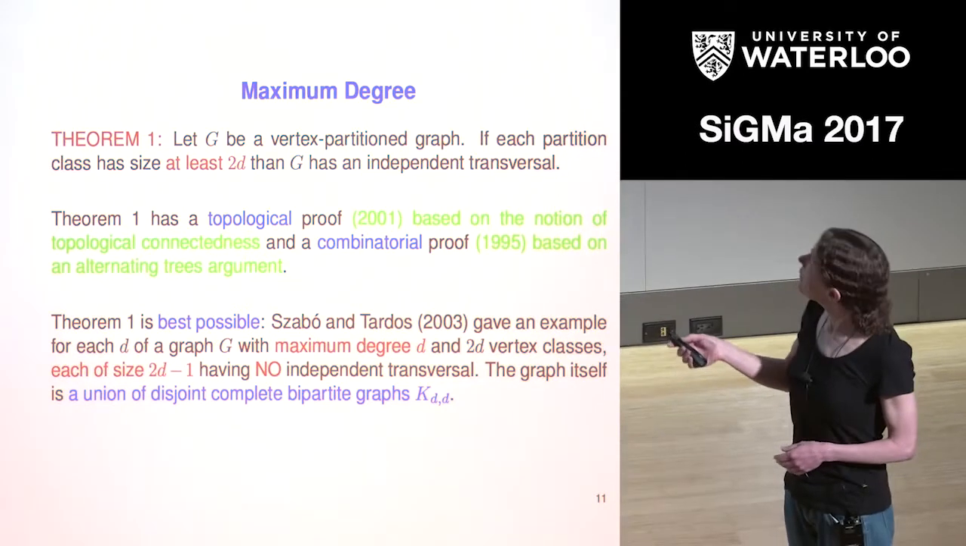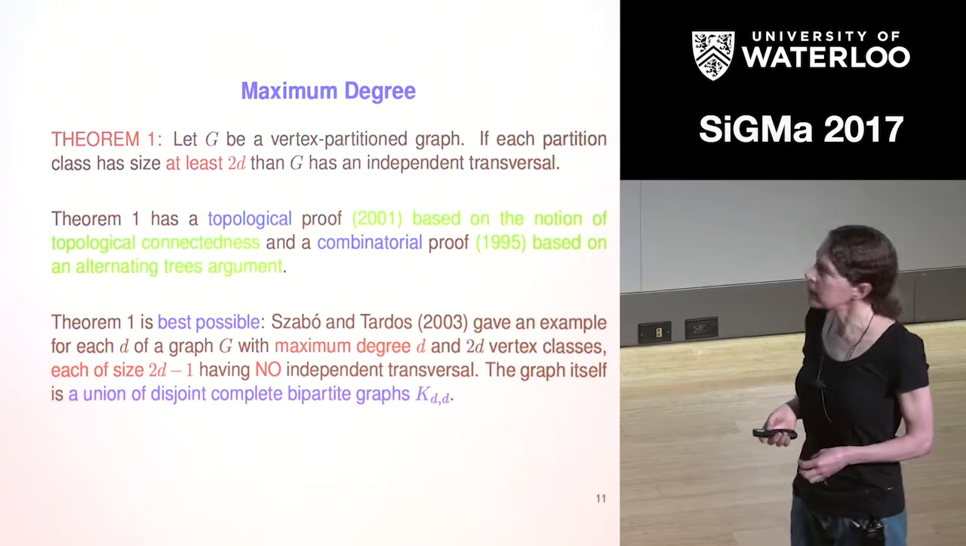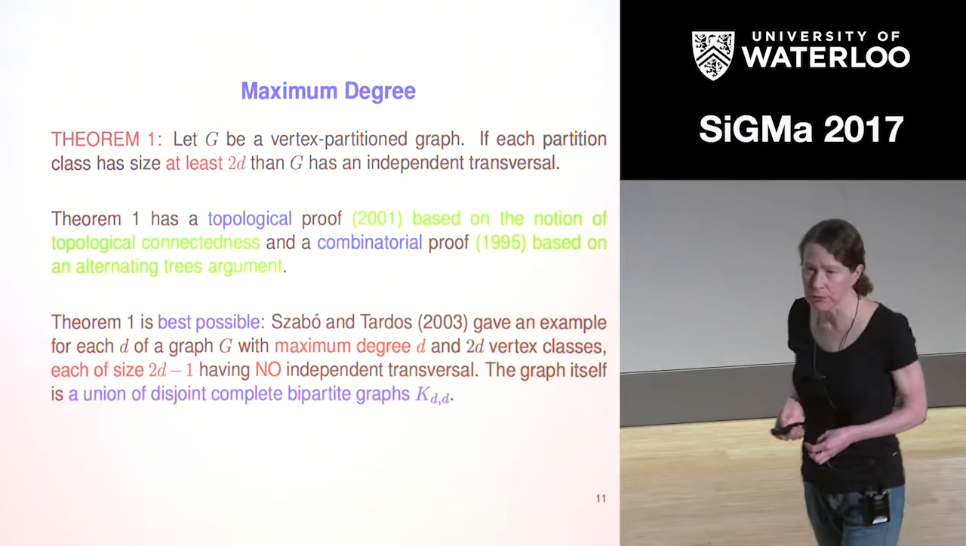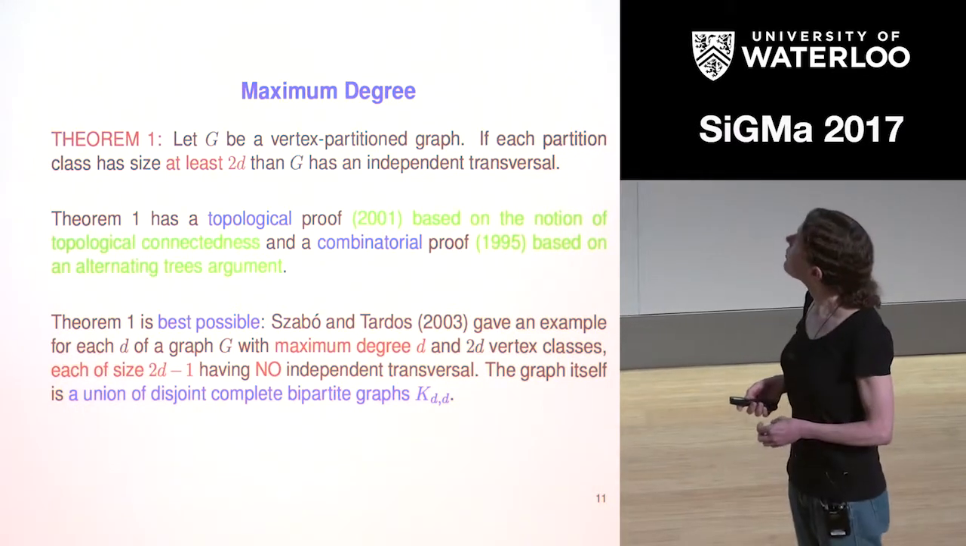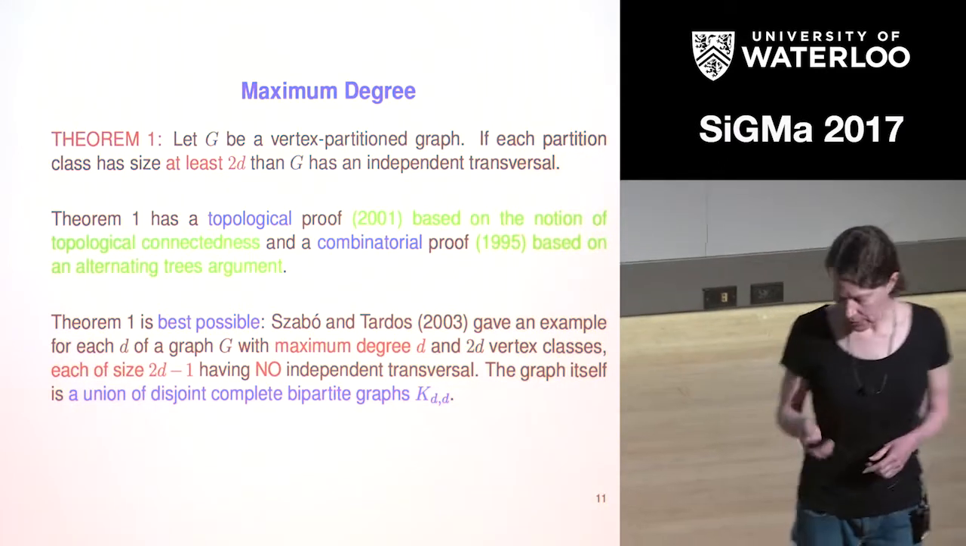Okay, so this is quite an old theorem. The first version appeared in 1995. It has two proofs, a combinatorial proof and a topological proof. The topological proof came a bit later. And I'm going to talk about a couple of different aspects of this theorem, and both of those proofs are going to be relevant.